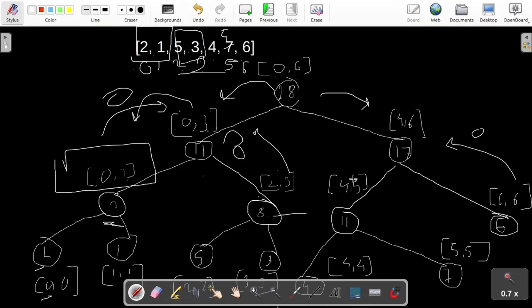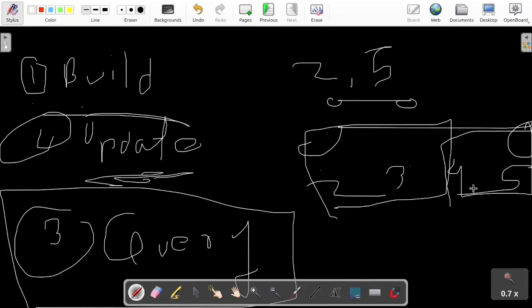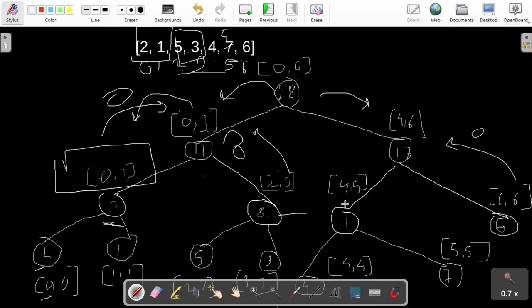And 4, comma 5 has a complete overlap with our range 2 to 5. We have already found the answer for this part. We just need it for this part, and we get here 4, comma 5. It stores 11. So we will return this 11. 11 plus 0, 11. And we will again move upward and combine the answers from our left and right child. 8 plus 11, 19. So this is the sum of elements in 2 to 5. And you can verify also: 7 plus 4, 11 plus 3, 14 plus 5, 19. So in this way, queries are processed segment-wise.